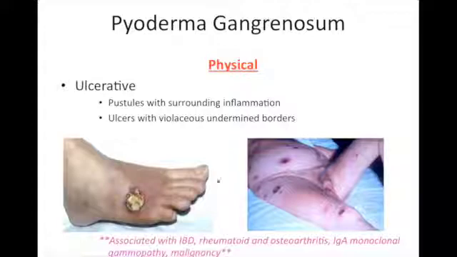Not infrequently, they'll present early on with small malignant pustules, hemorrhagic pustules. And then they'll develop deep ulcerations that can even show tendon or deeper, with surrounding dusky violaceous erythema. Ulcerative forms are associated with inflammatory bowel disease and rheumatoid arthritis, as well as underlying hematologic malignancies.